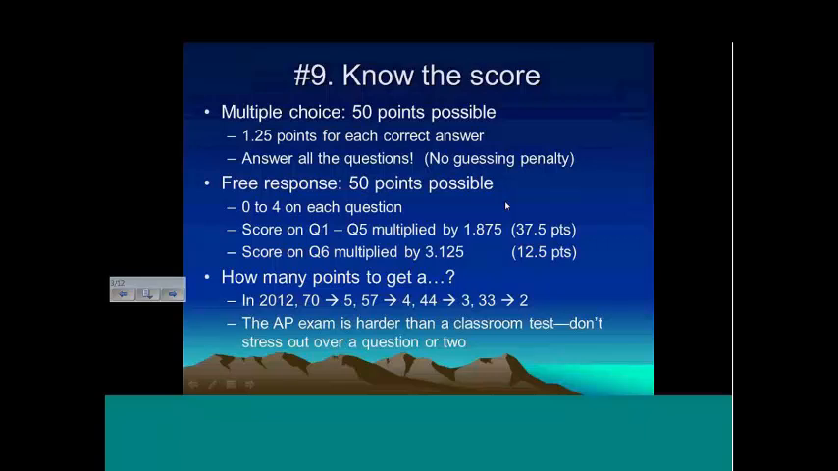Know that in a typical year, 70 or 75 is going to get you a 5. 40, 45 points out of 100 is going to get you a 3. Knowing that, hopefully, will relieve some anxiety for students while they're taking the test.